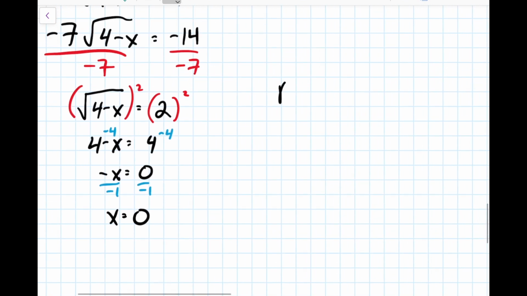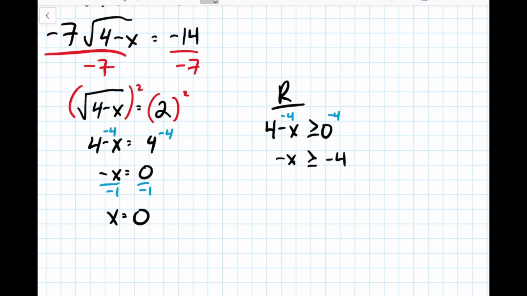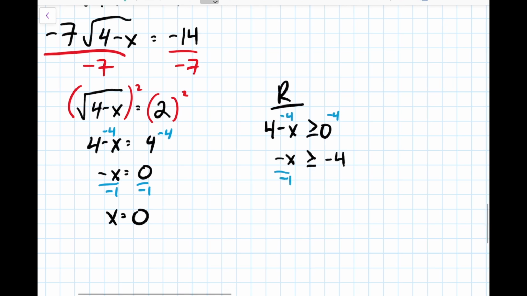So let's do our restrictions. We've got 4 minus x is greater than or equal to 0. We're going to subtract 4 on both sides, which gets me negative x is greater than or equal to negative 4. And now when we divide by negative 1, that is actually going to do something. We're going to get x, and we're going to get 4. And remember, you're going to flip that inequality because you divided by a negative number. So this gets us that x has to be less than or equal to 4.